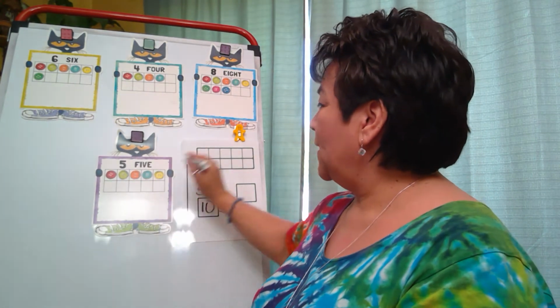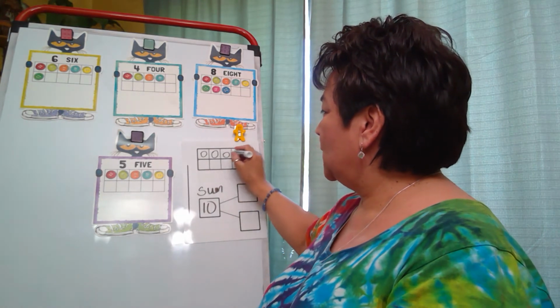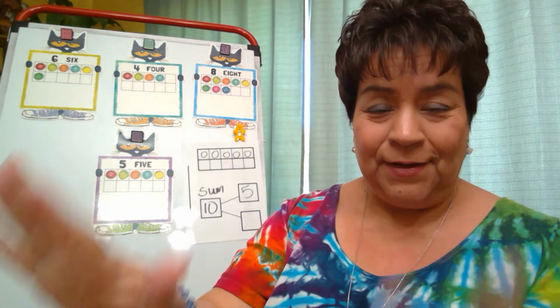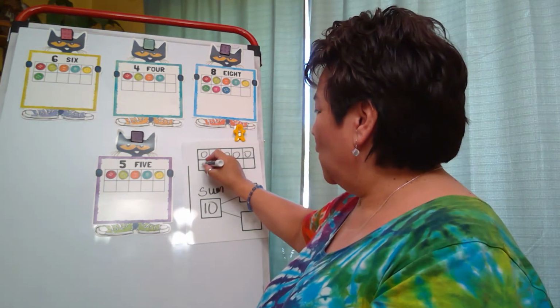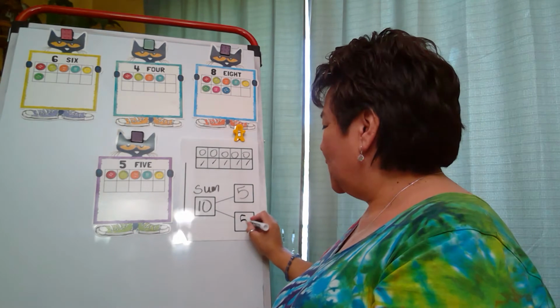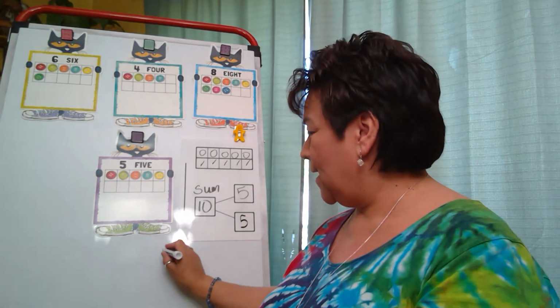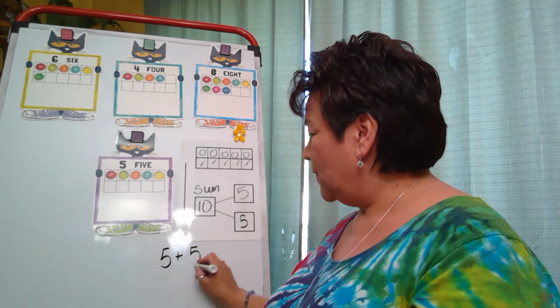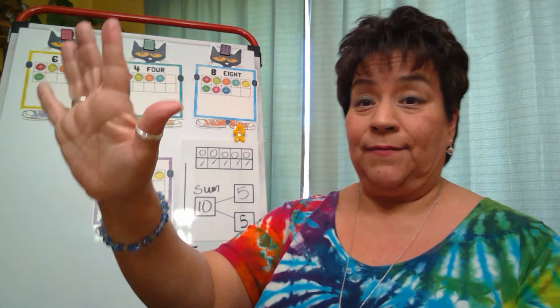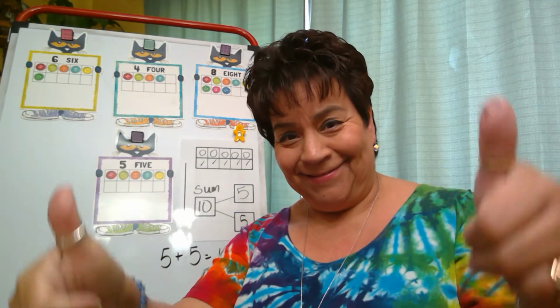Here we go. We have how many buttons? 5. 1, 2, 3, 4, 5. This is an easy one because we know if we have 5 here and we have 5 here, we're going to have what? 10 total. So 1, 2, 3, 4, 5. 5 and 5 more makes 10. Are we correct? 5 and 5 more. Yay.